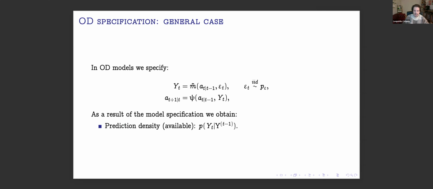Now, we don't have any filtered or smoothed value of this quantity here, simply because once we condition on all past y, then a t plus 1 given t is just deterministic.